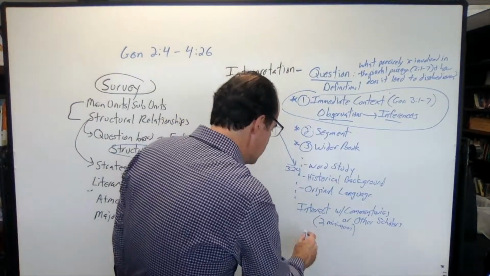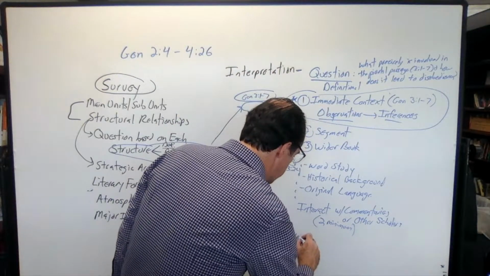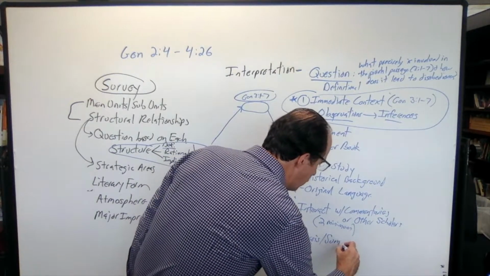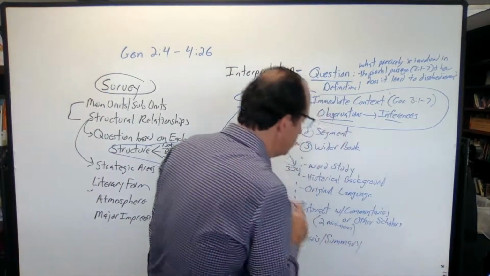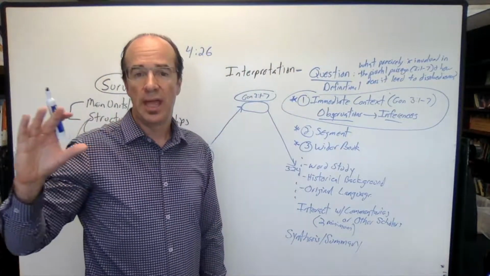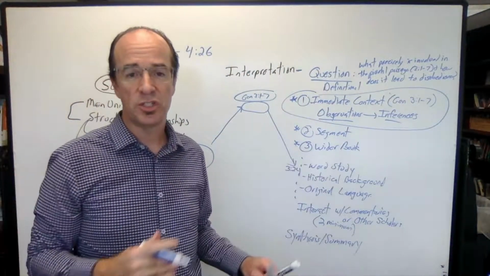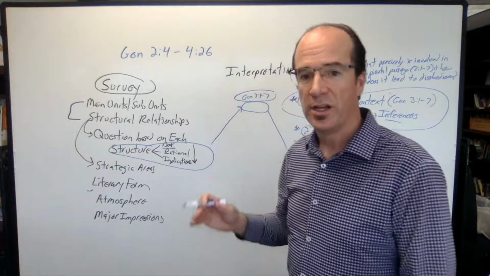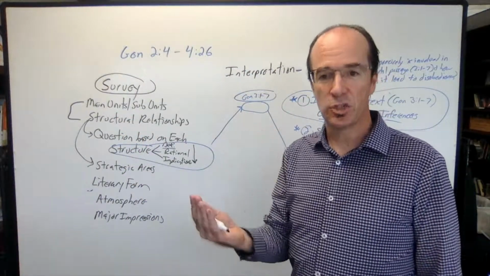And then the last thing you do is a synthesis or a summary that pulls together your insights. Okay, so this is one way to do survey and interpretation in a large section. Again, what did I do? You start with a survey. Once you're done, you make a judgment. What's the biggest structure?